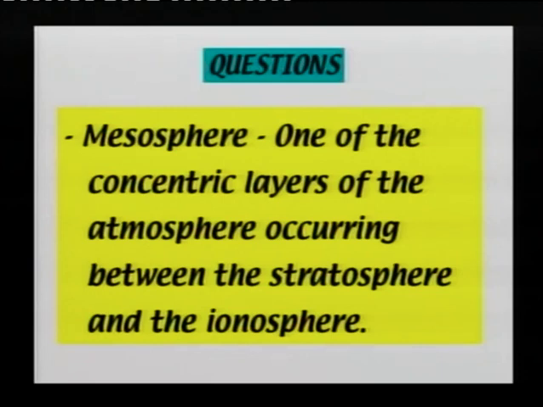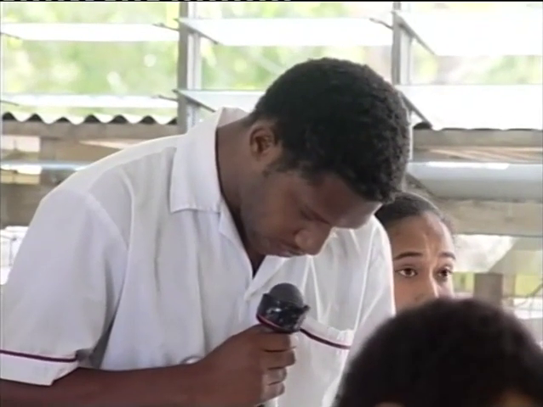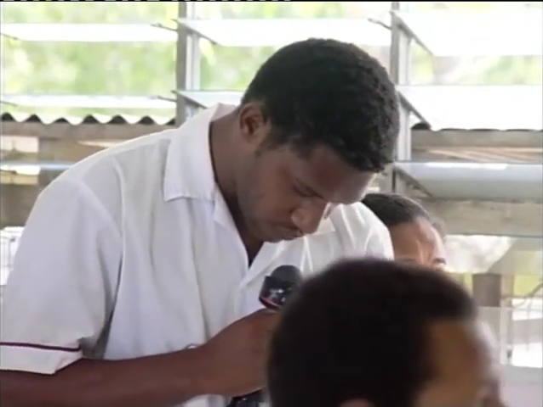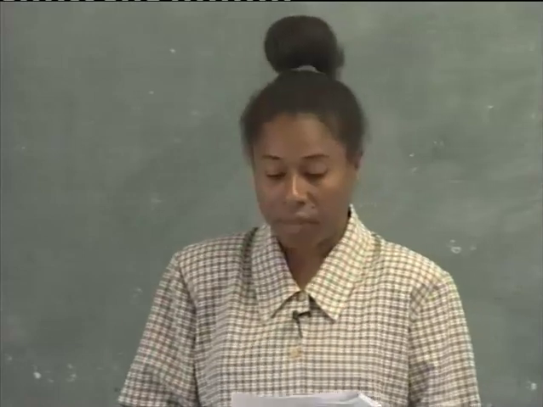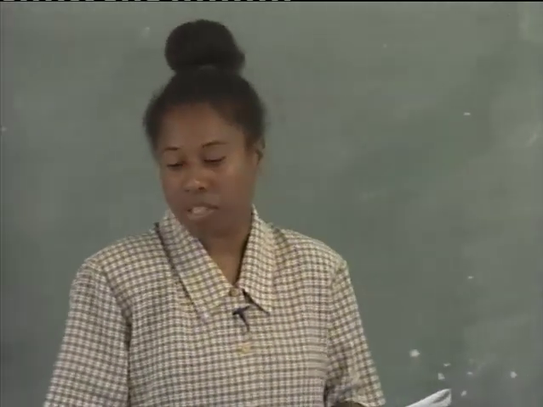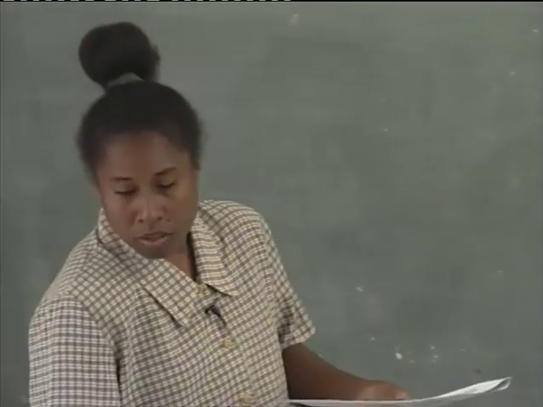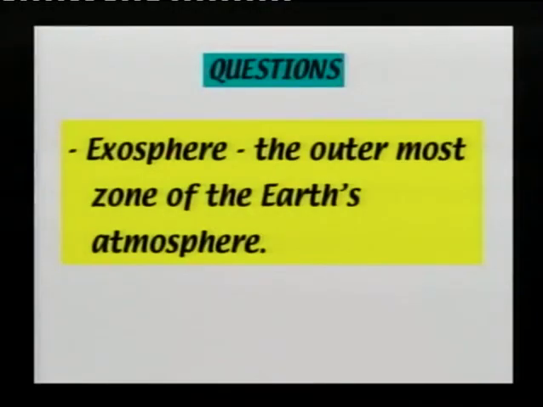The exosphere, the next word, Francis. Exosphere is the outermost layer of the Earth's atmosphere. Okay, it's simply the outermost limit or the outermost layer of the Earth's atmosphere. Okay, we double check the exosphere, the outermost zone or layer of the Earth's atmosphere as given by Francis.